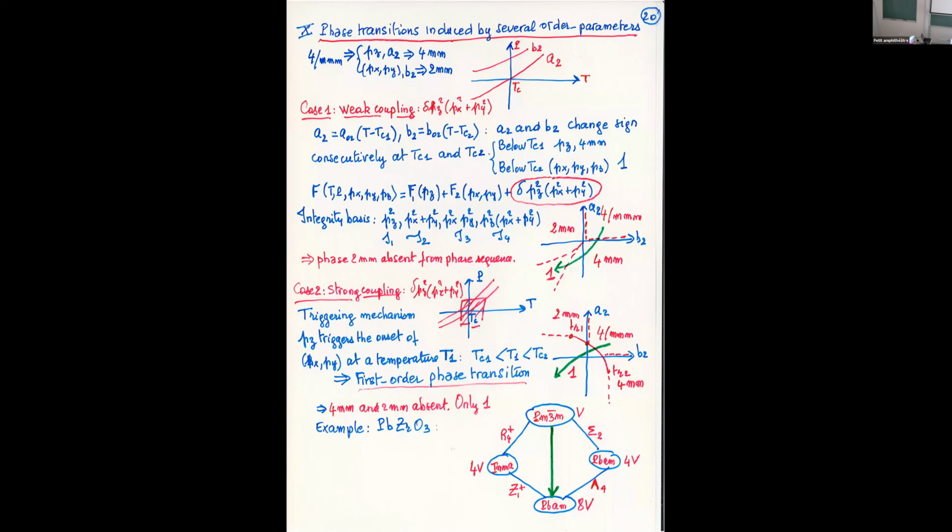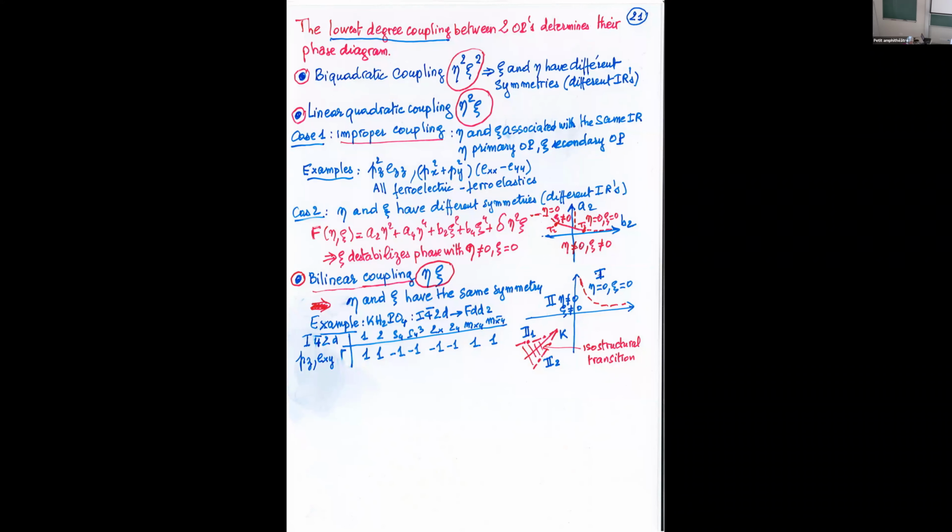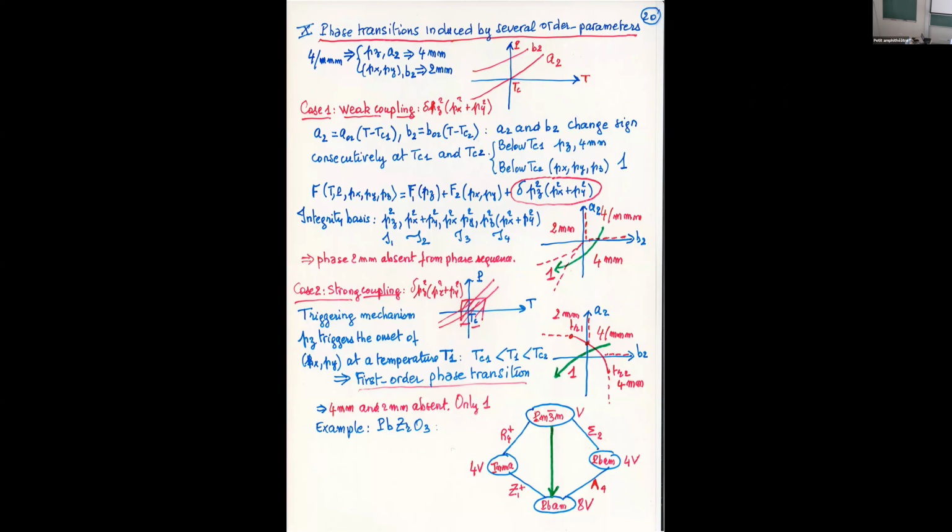Now, I think it's time to conclude. Yes, to conclude, I want to speak of something which is important in the field of structural phase transitions, which is phase transition induced by several order parameters. Let me come back to the example we gave at the beginning of the first lecture. We said that we cannot have the two coefficients, A2 and B2, which vanish together, which change sign together.